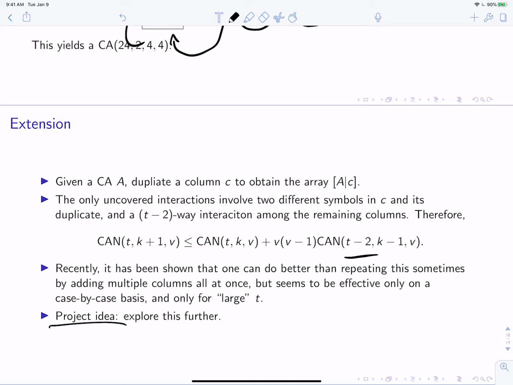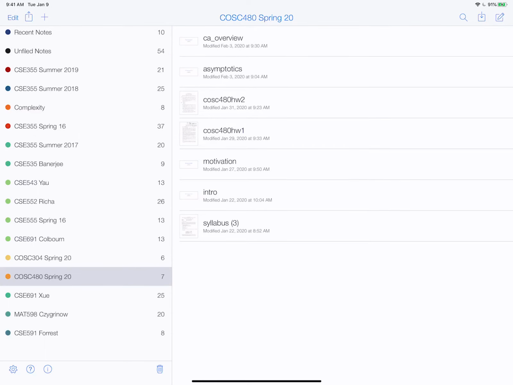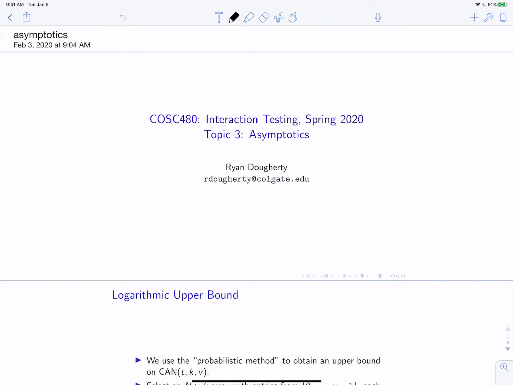I have a project idea here that's actually really interesting. I was able to get some improvements by trying to optimize some of the parameters, and it might be interesting to explore this in a little bit more detail. Any questions on any of the basic covering array operations?